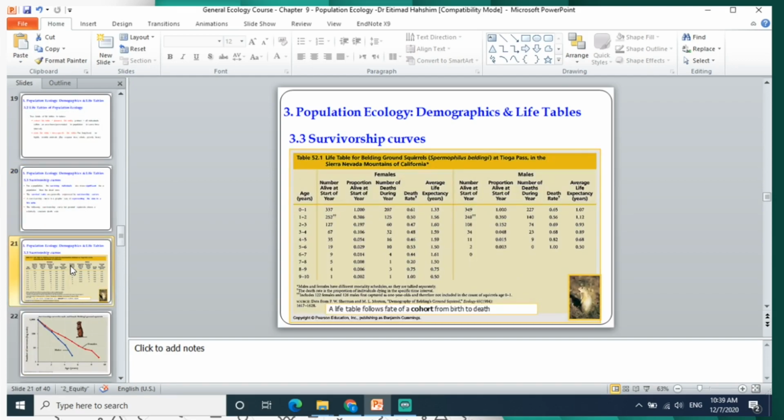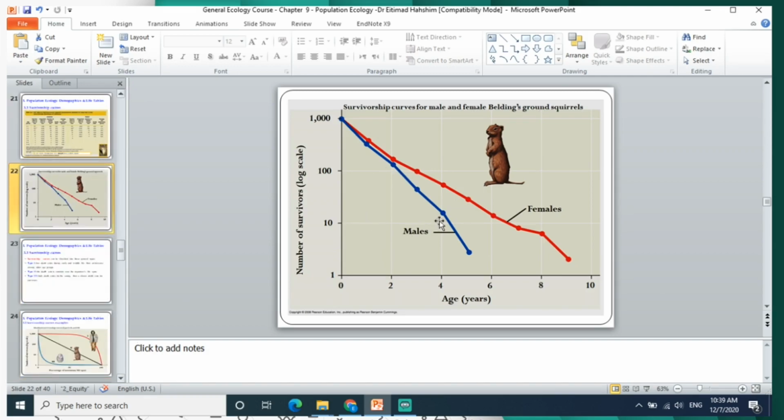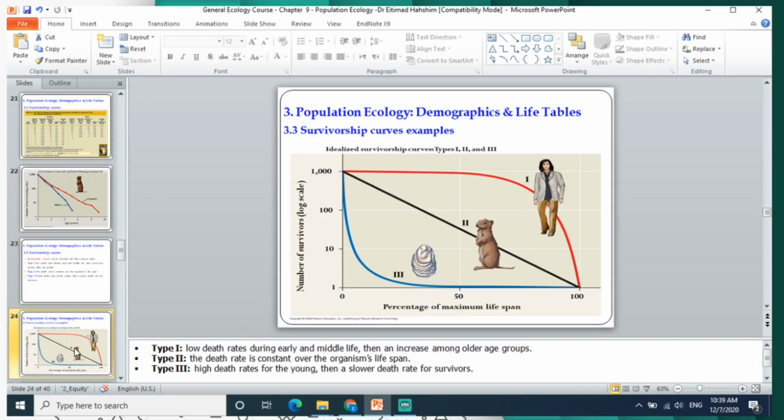Here, for example, is a survival. This is a life table. From that life table, people can draw the survivorship curves for males and females of the square. For all of them, they can draw a curve from the life tables. They can represent it because it will be easier to predict or easier to read. The idealized survivorship curves have 3 types, according to population ecology.